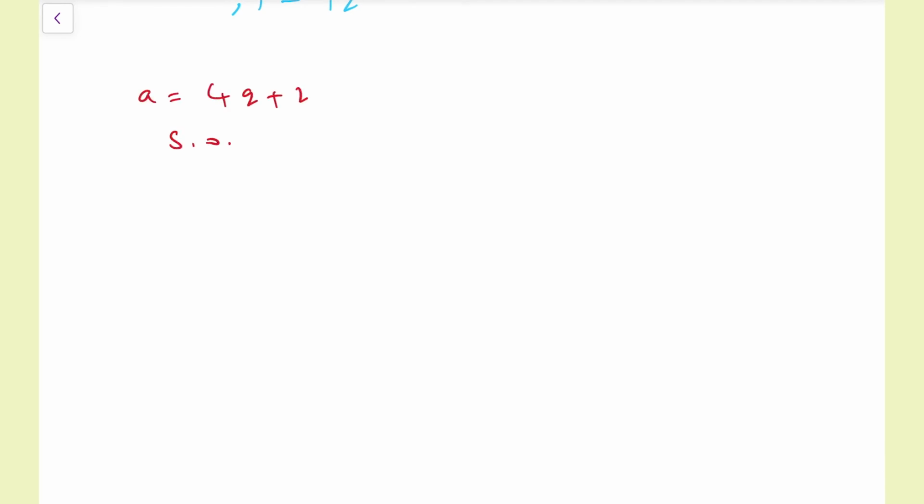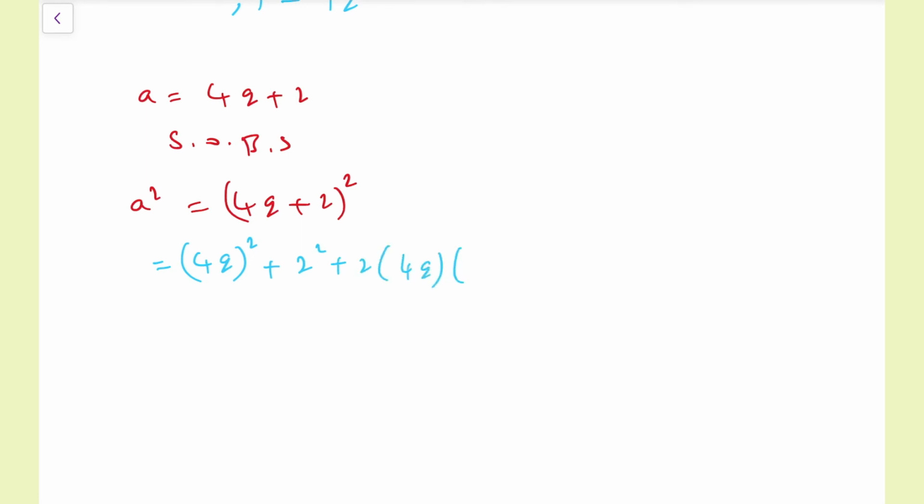Again the same process, squaring on both sides. So we get a square equals 4q plus 2 whole square. Here a square as it is, and 4q plus 2 whole square is in the form of a plus b whole square. So if we expand it, 4q whole square plus 2 square plus 2 into 4q into 2, which equals 4q whole square 16q square, plus 2 square 4, plus 2 into 4 is 8, 8 into 2 is 16q.